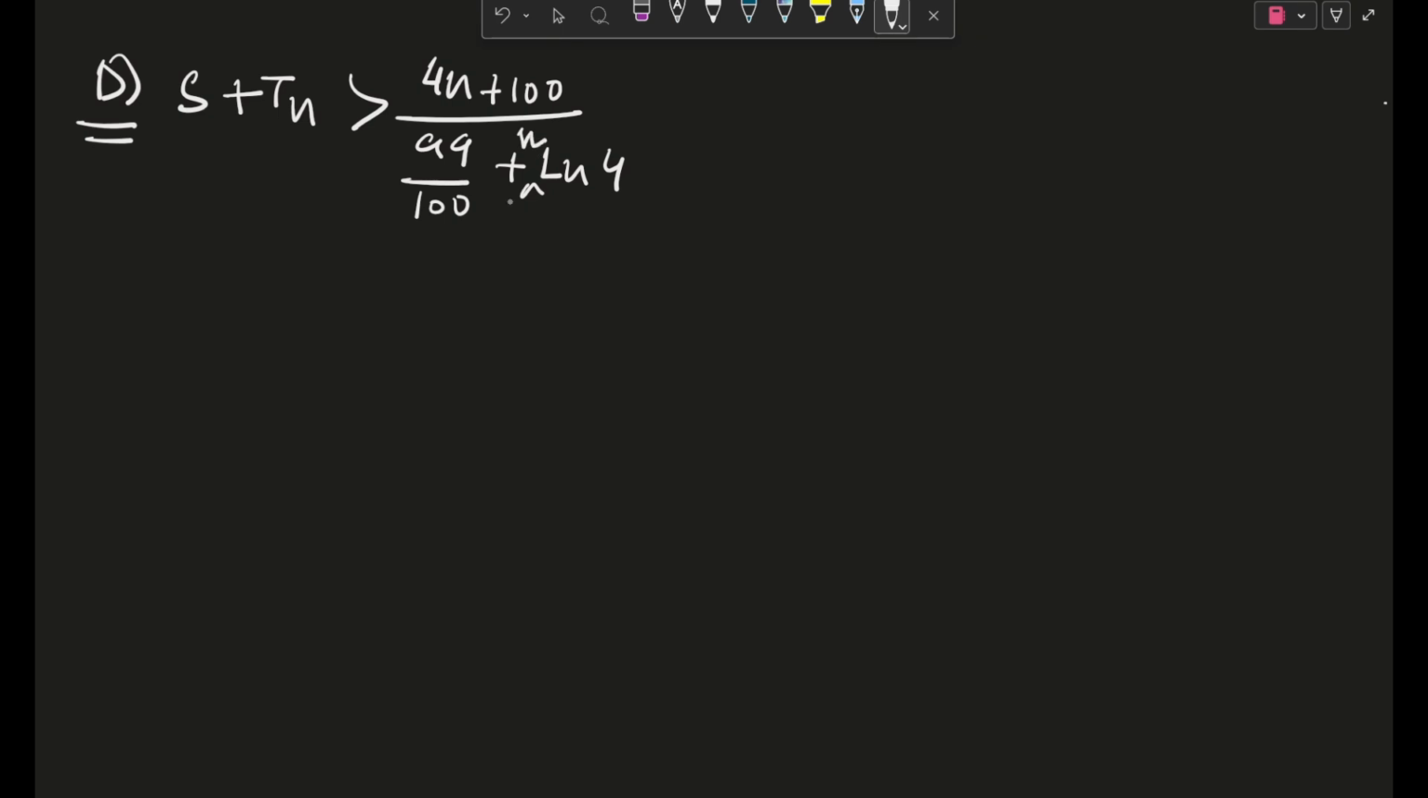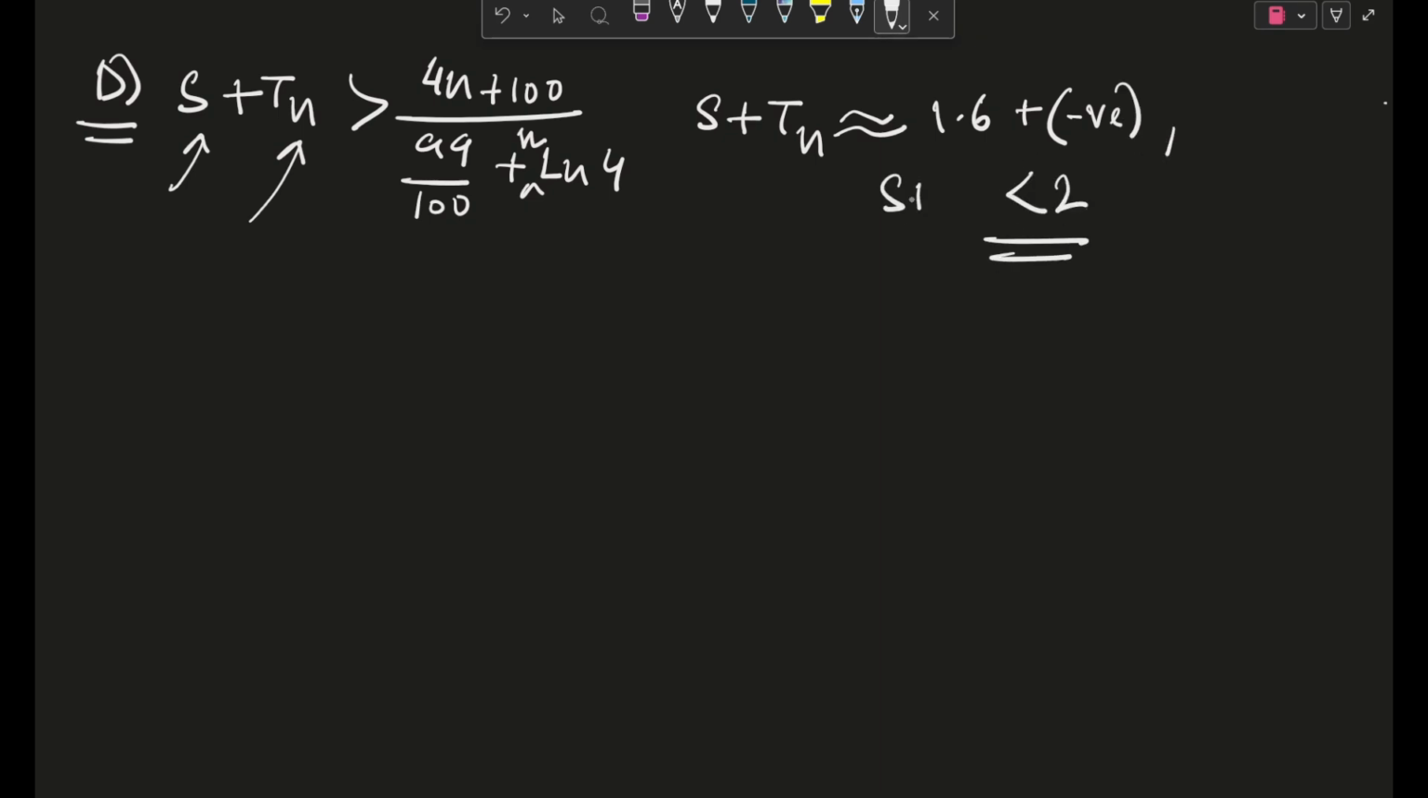For doing this, a very simple method is to go back to what we derived just a while ago. So S plus Tn will be approximately, going to my previous example, I bounded S in between, I guess, 1.5 and 1.7, something like that. So let's take 1.6 for the time being. And Tn was a negative value, so obviously this value is less than 2.